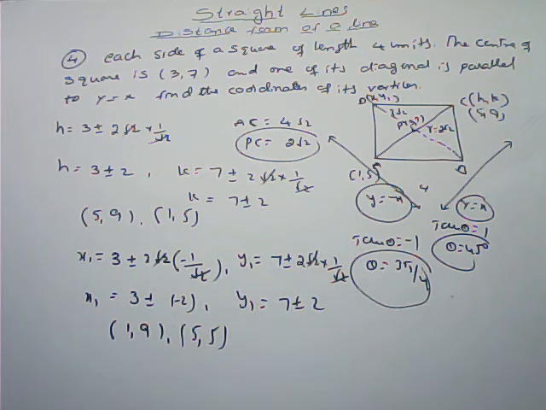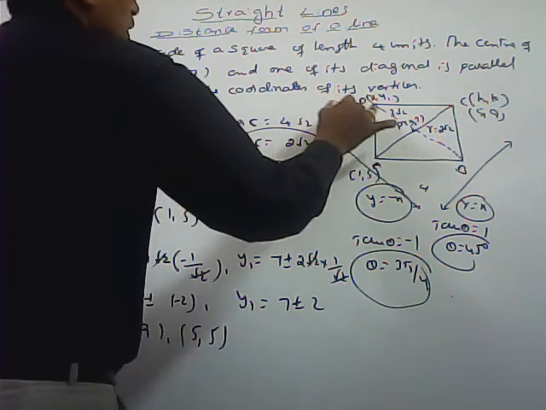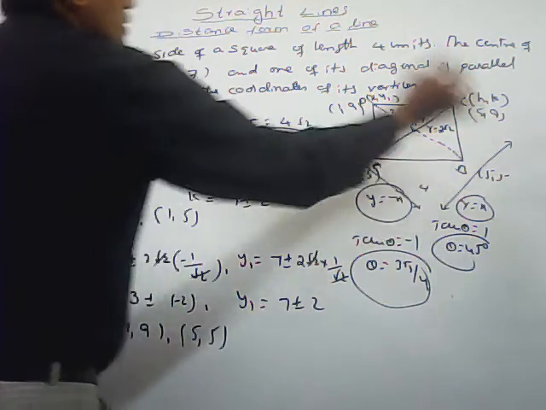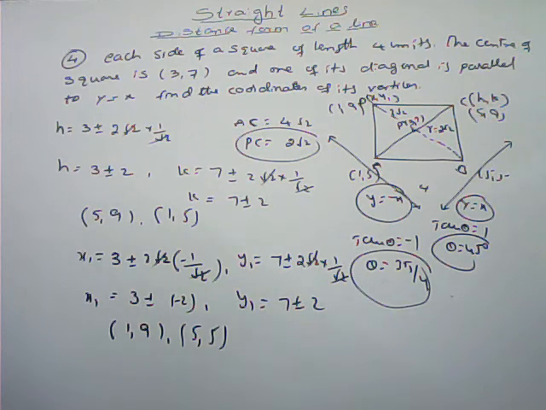So here one point is 1 comma 9 and another one is 5 comma 5, that is 5 comma 9, 1 comma 5, 1 comma 9. So this is very important also, the symmetric form of a line. Not only in this chapter, in circles also, in so many topics, in so many concepts we can use this concept, the distance form of a line.